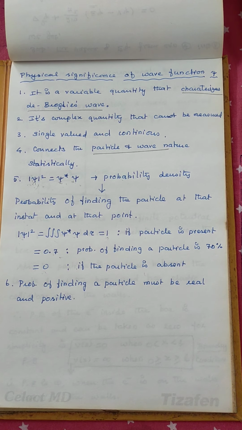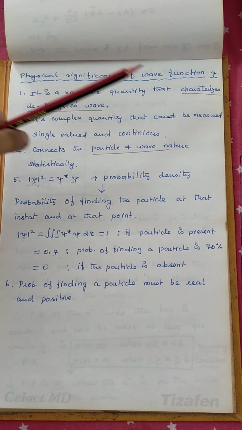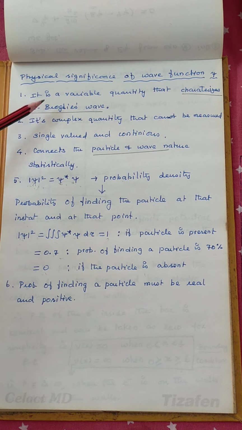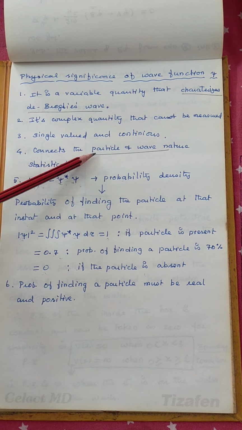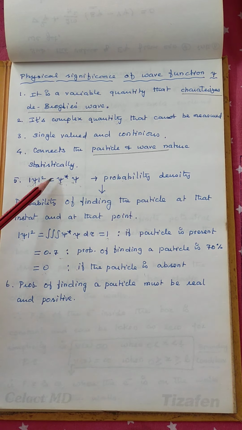So when you are asked about the physical significance of the wave function, it is a variable which characterizes the de Broglie wavelength. That means it connects the particle and wave nature. It is complex, single valued and continuous, and modulus of psi square gives the probability of finding the particle at that point. So in this lecture we have seen the physical significance of the wave function, as well as derived an expression for the time dependent Schrodinger wave equation.